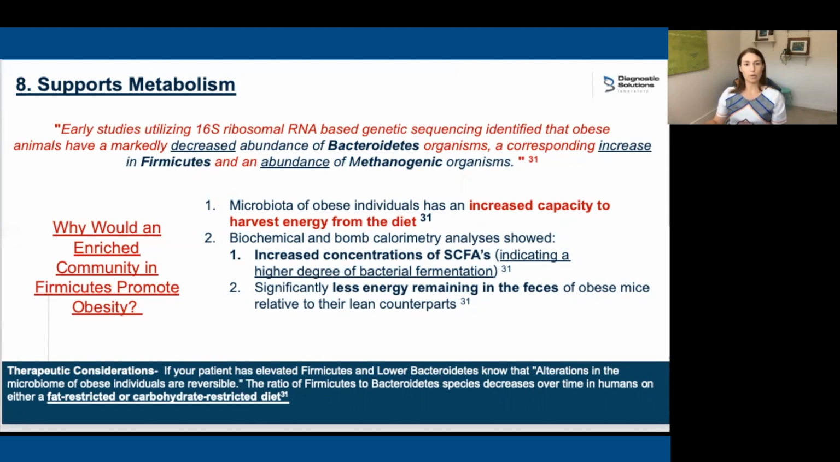As a therapeutic consideration, if you are seeing elevated Firmicutes, lower Bacteroidetes, or an elevated ratio, alterations in the microbiome are reversible. The ratio of Firmicutes to Bacteroidetes species will decrease over time if your patients go on a fat-restricted or carbohydrate-restricted diet.